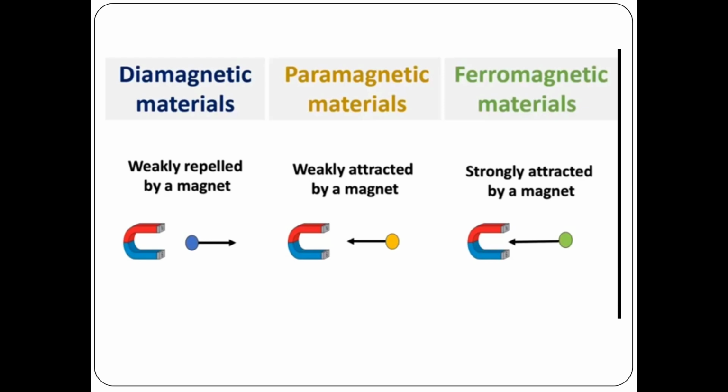The diamagnetic materials are weakly repelled by a magnet, whereas paramagnetic material is weakly attracted by a magnet, and ferromagnetic materials are strongly attracted by a magnet.